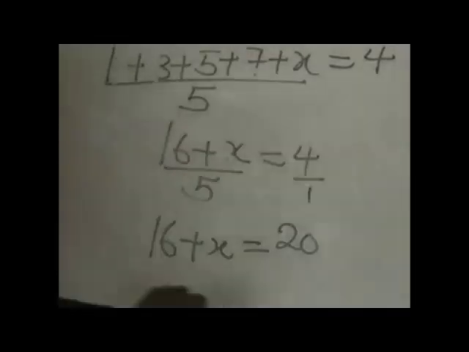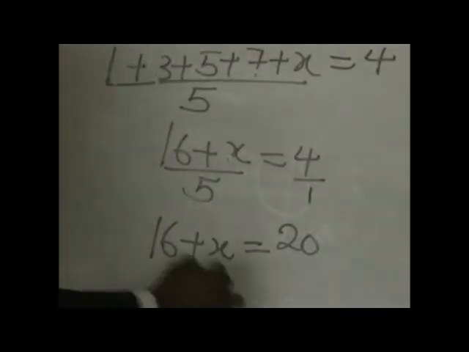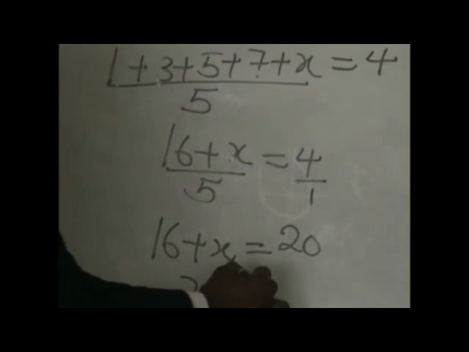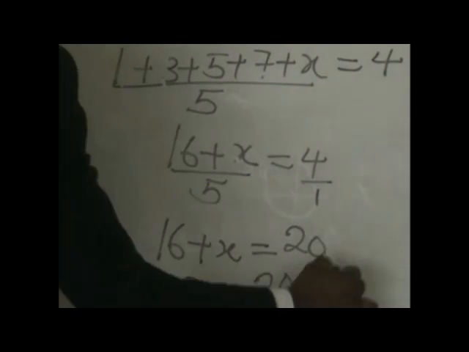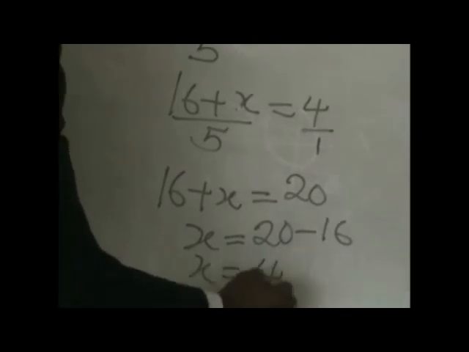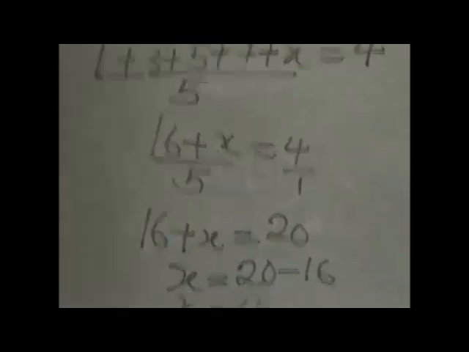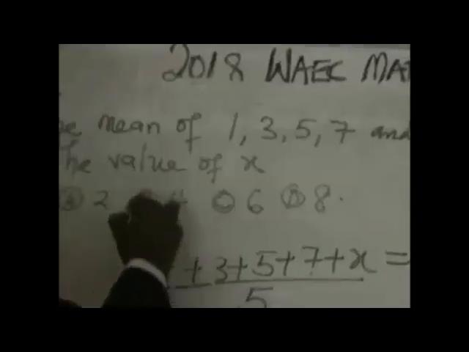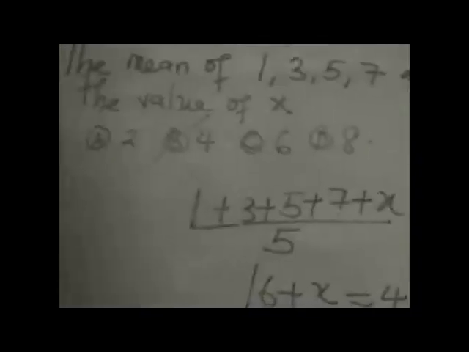So you collect like terms. Collecting like terms, 16 crosses to the other side and becomes a negative. So it becomes x equal 20 minus 16. So x equal to what? 4. So the value of x in this distribution is 4. And our option is option B. Alright, let's move on to the next question.